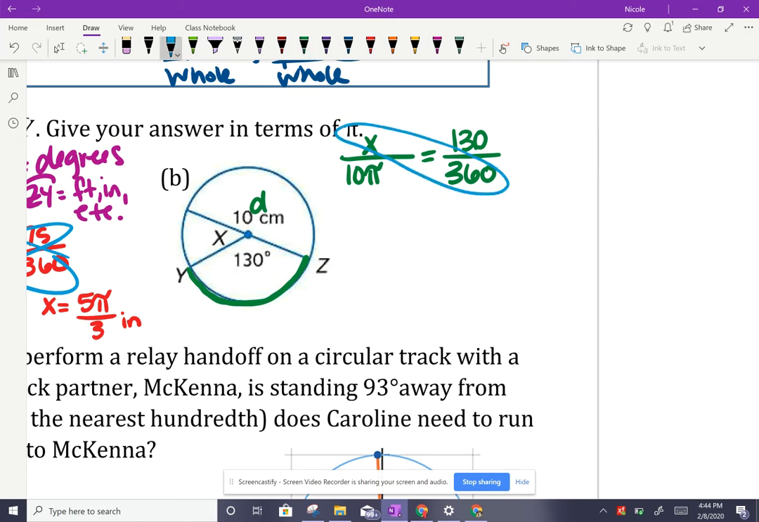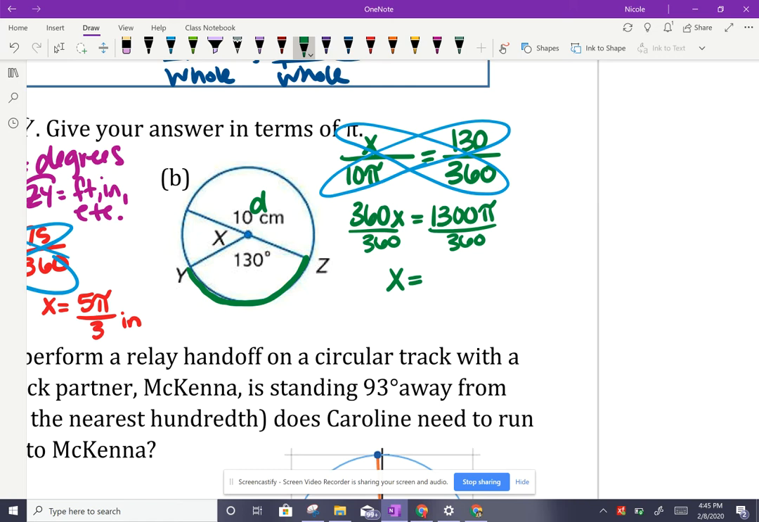And then we cross multiply, get 360x equals 10 times 130, 1300 pi. Divide by 360, divide by 360. X is going to be reducible, 1300 divided by 360. Math, enter, enter. 13 pi over 6. And the pi is always going to stay on top. Remember, see where your pi is before you actually divide? It's on the top with the 1300, so the pi stays on top. And this is in centimeters.